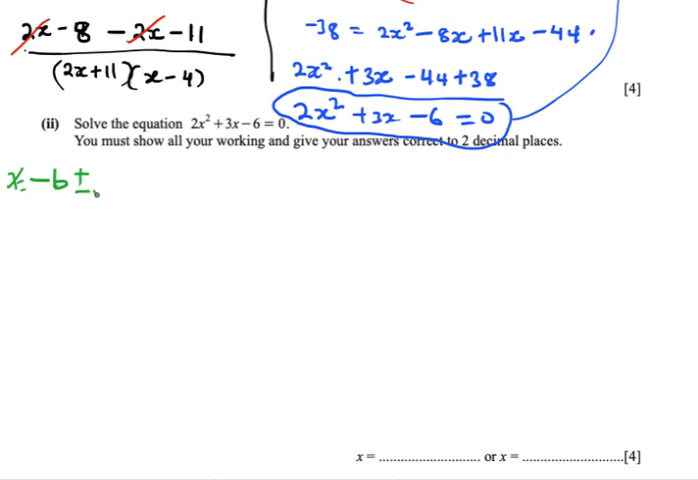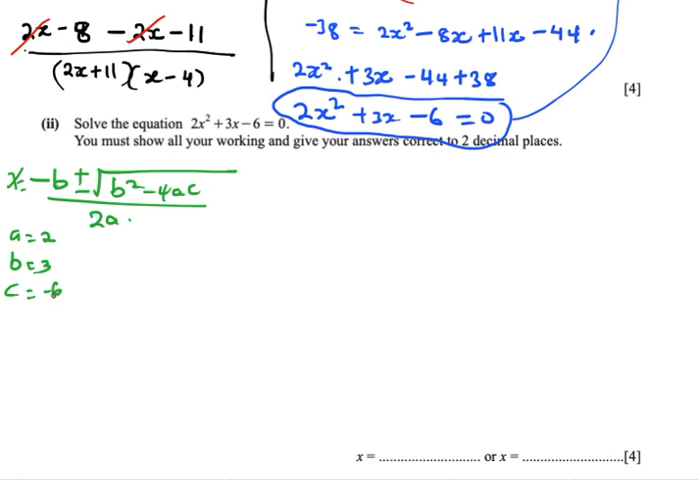So we first state it: x equals negative b plus or minus square root of b squared minus 4ac, all over 2a. Okay, so a is 2, b is 3, and c is negative 6. So we substitute in the formula. So x will be negative 3 plus or minus square root of 3 squared minus 4.